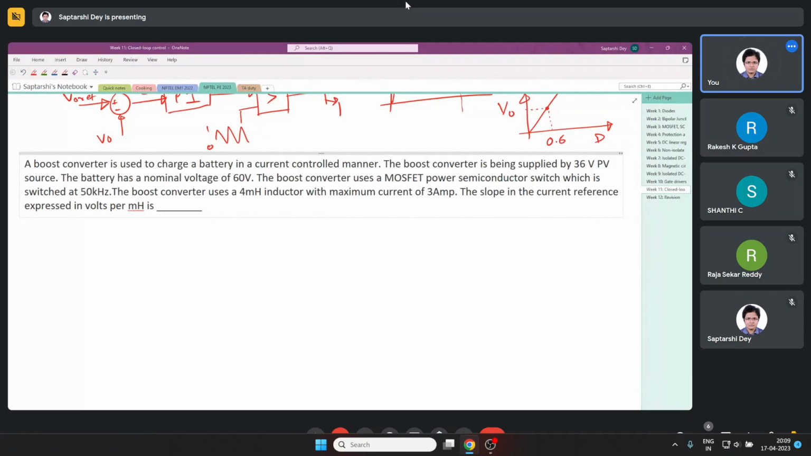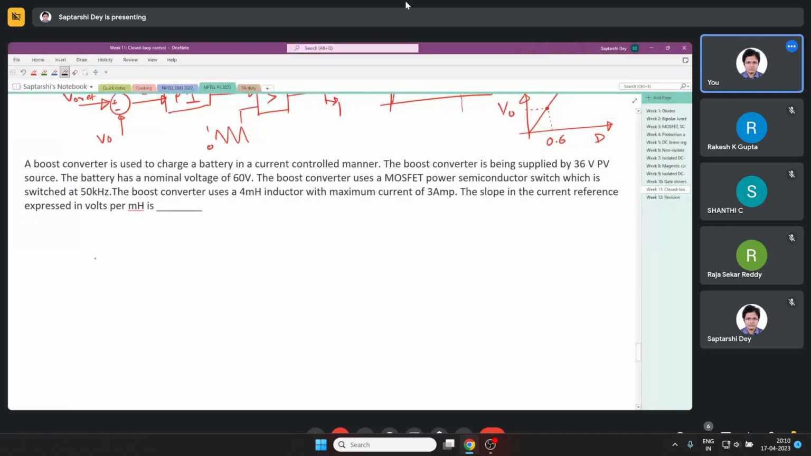But the thing is, if you have not already gone through the slope compensation lecture, I don't know whether the solution to this question will make any sense. The boost converter is used to charge a battery in a current controlled manner. The boost converter is being supplied by a 36 volt PV source.